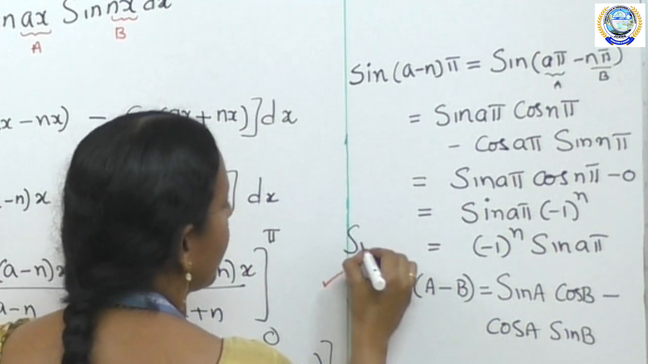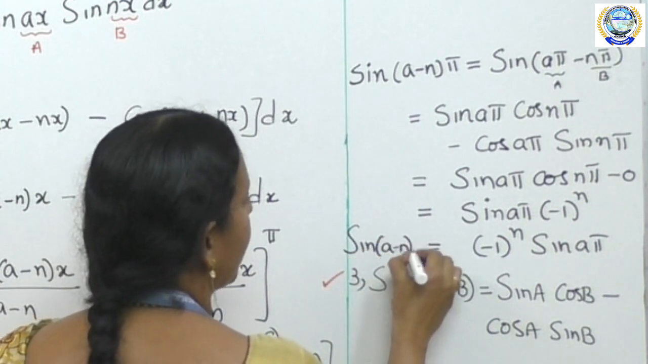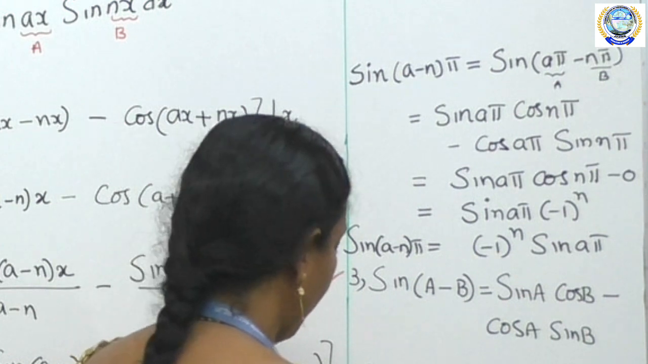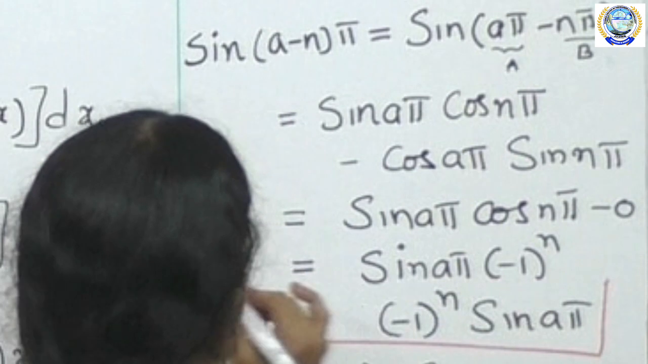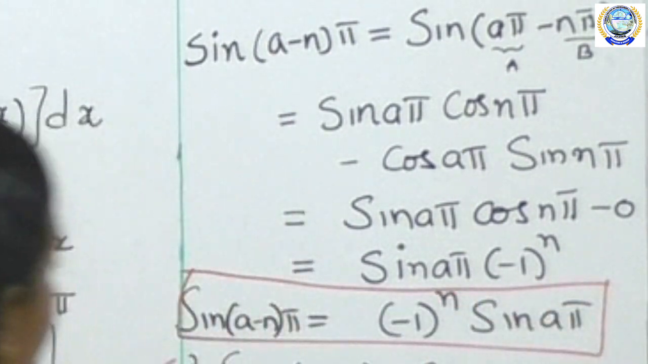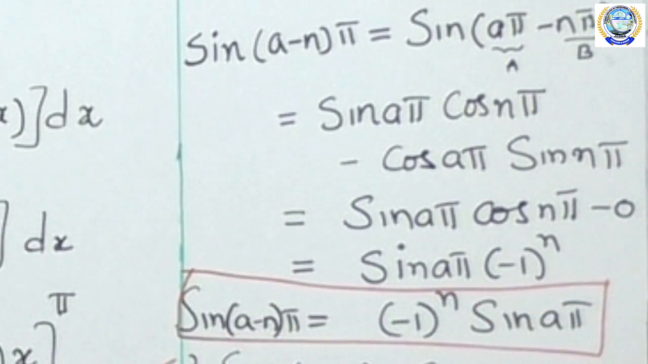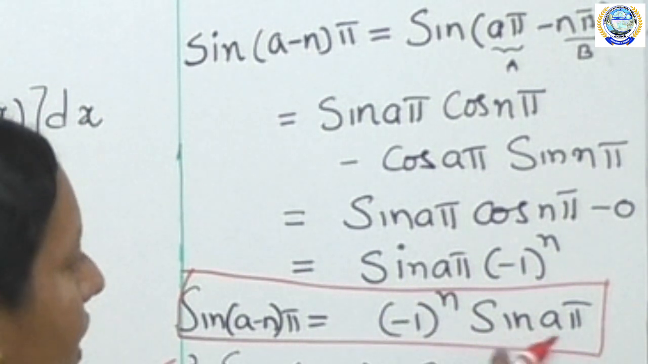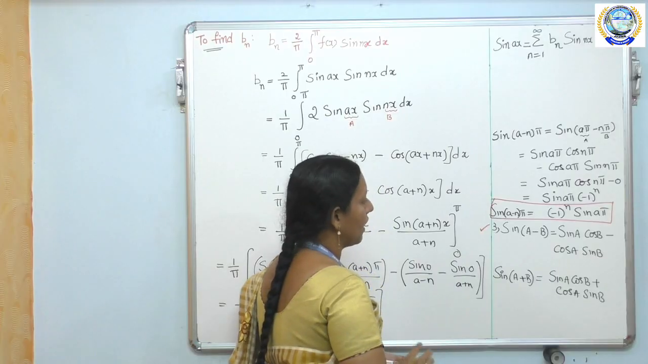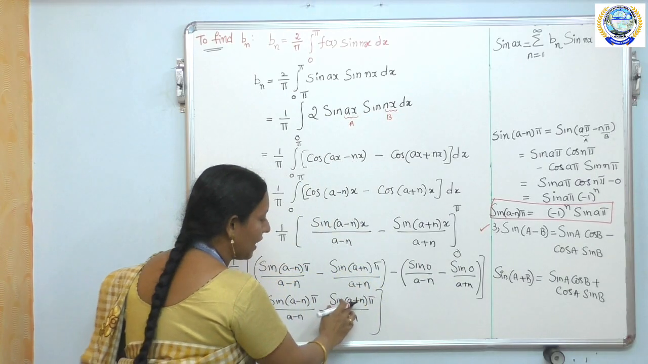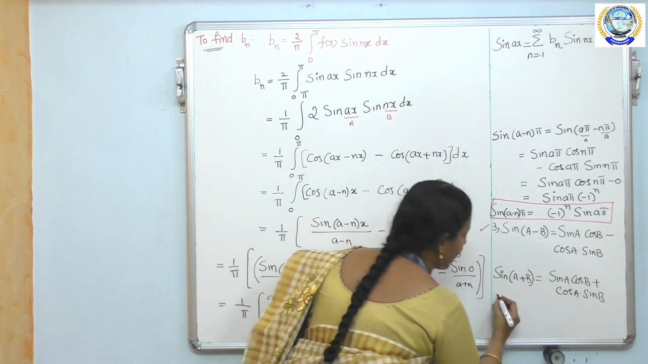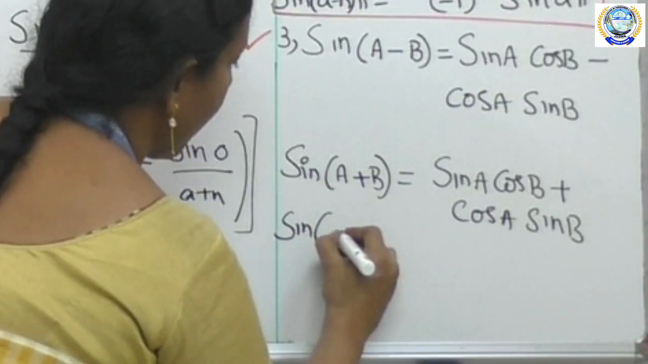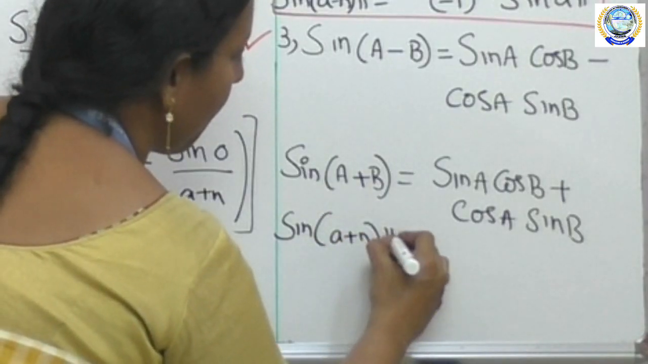What is it? This is sin(a − n)π. What you got? You got sin(a − n)π/(a − n) as (−1)^n sin aπ. Similarly, we will calculate sin(a + n)π/(a + n). So, first let us see what is sin(a + n)π.